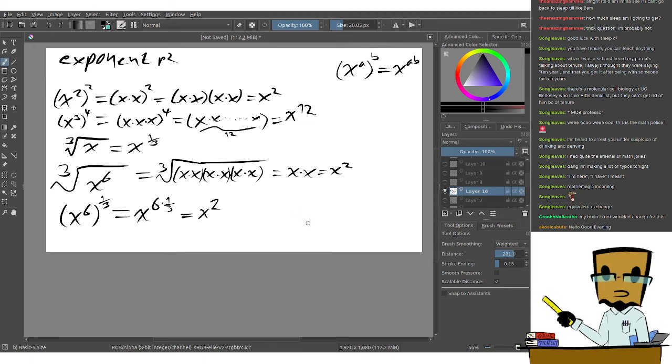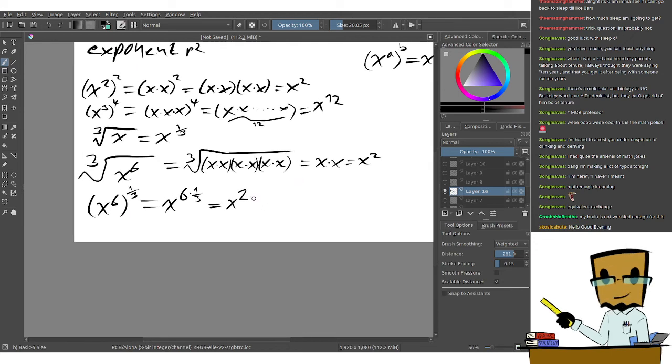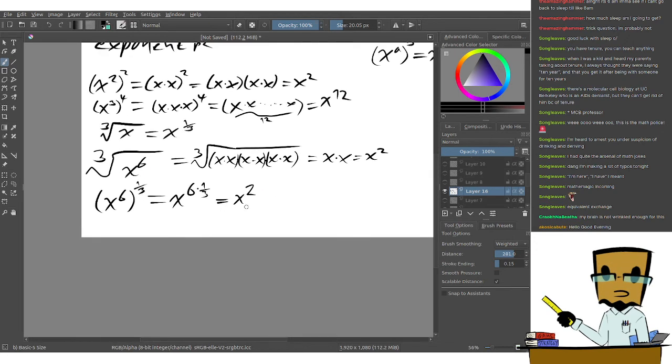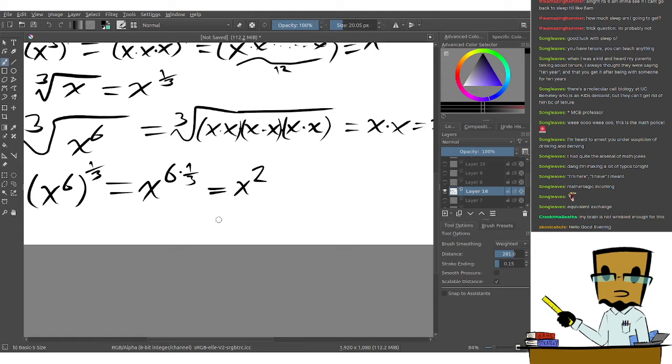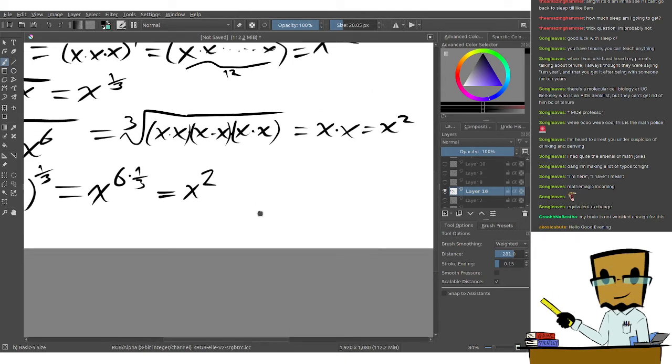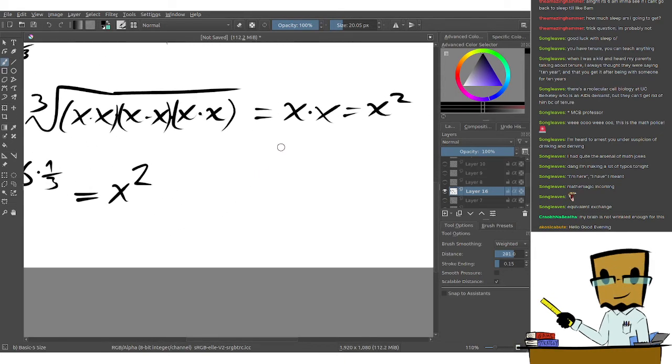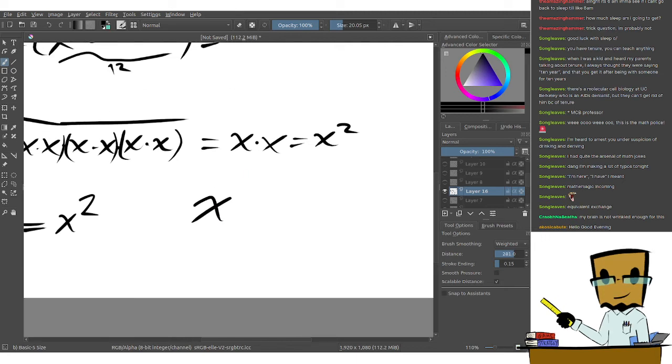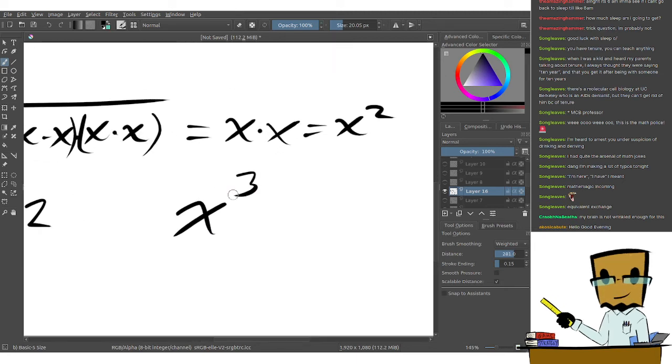Now, you can end up with fractions in there, which is a bit annoying. However, using a fraction or a decimal as an exponent, a decimal is more annoying. So you have x to the power of 3.2.